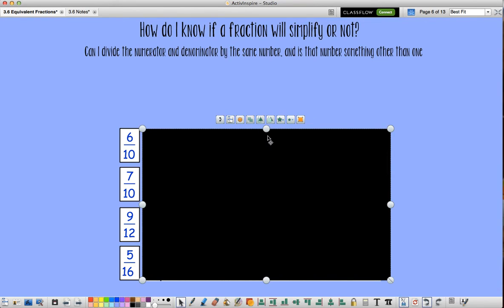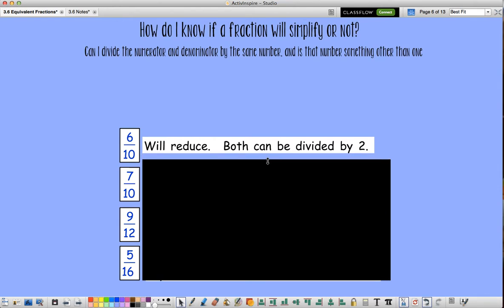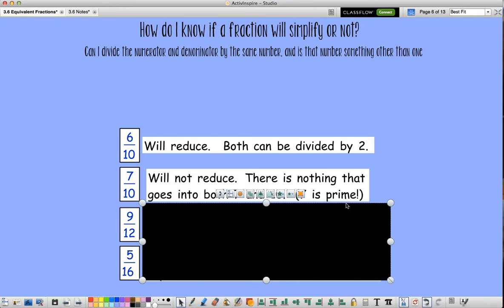Okay, so here I have 6 and 10. Both 6 and 10 are even, so I know that it can simplify or can reduce because both can be divided by 2. With 7 and 10, it will not reduce because 7 is prime. So the only numbers that can go into 7 are 1 and 7. And 7 can't divide 10, only 1 can. So since 1 is the only factor that 7 and 10 have in common, that means that I can't simplify it any further.